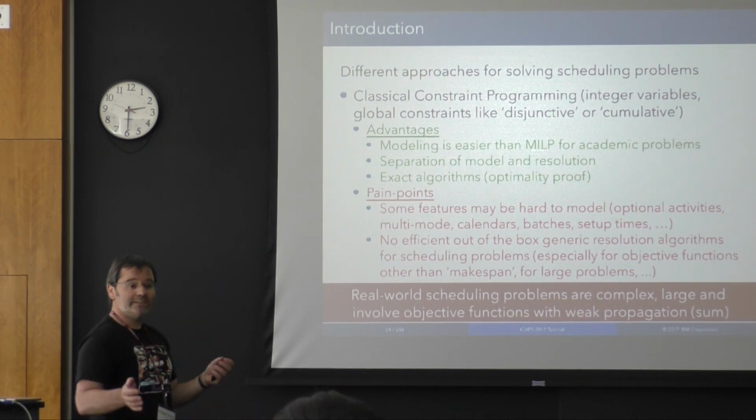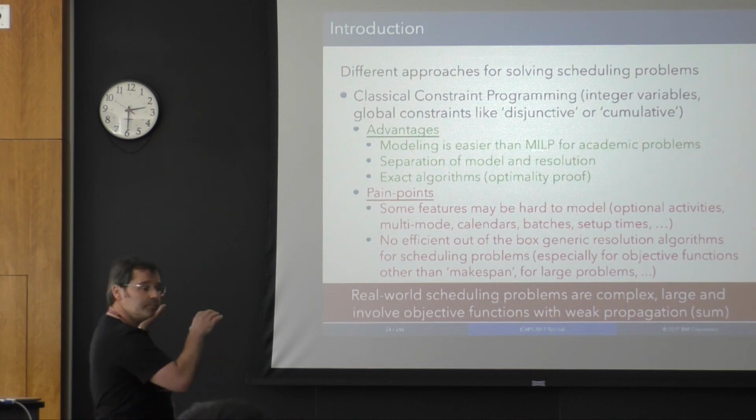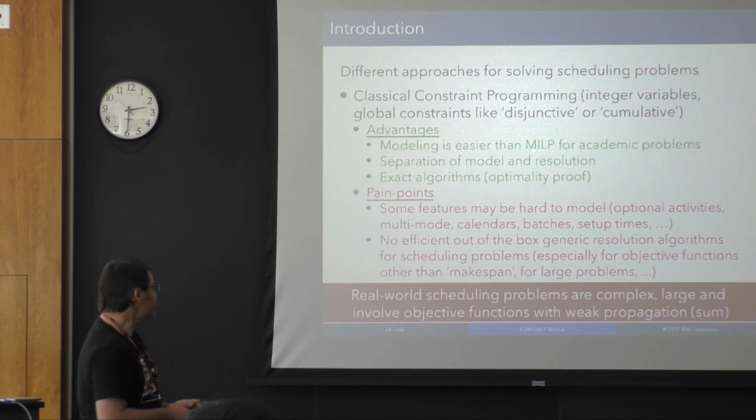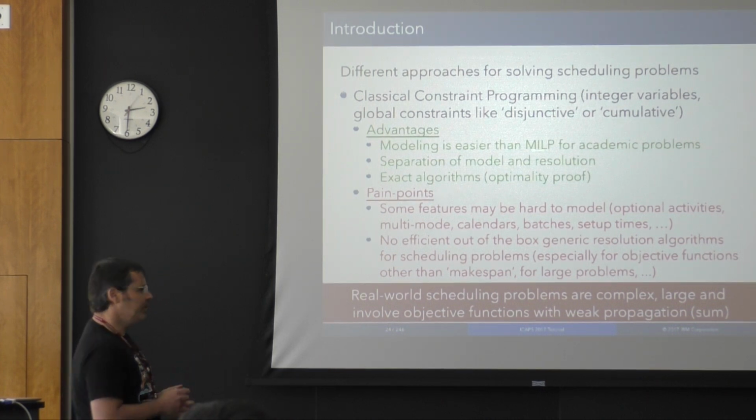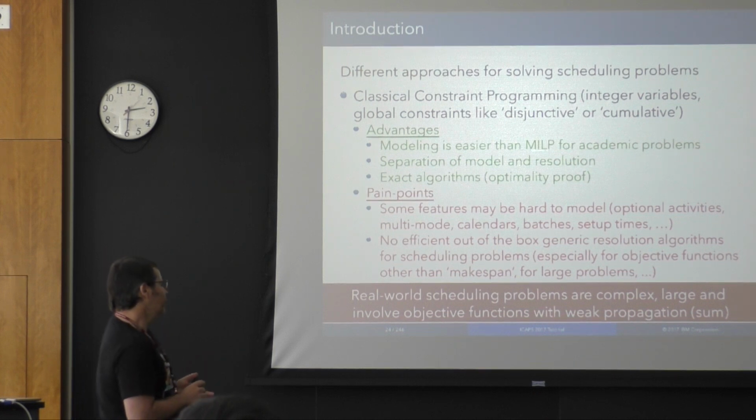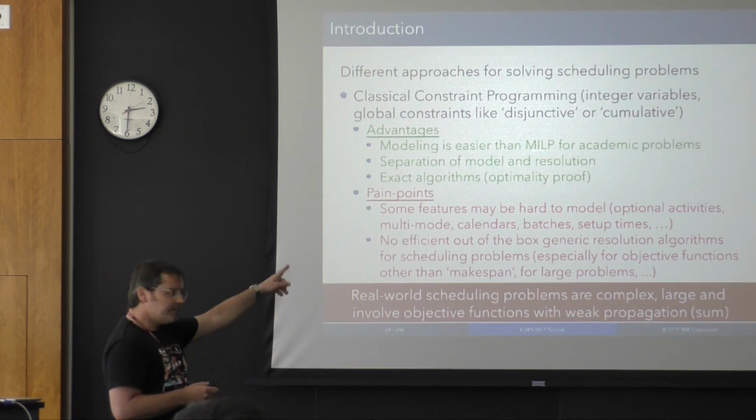Another advantage is just like in MIP, you have a clear separation between the model and the resolution. You usually have exact algorithms that provide some optimality proofs. But if you are looking at the details of industrial scheduling problems, you will find that some features are quite hard to model in classical CP. For instance, I list here some of them.